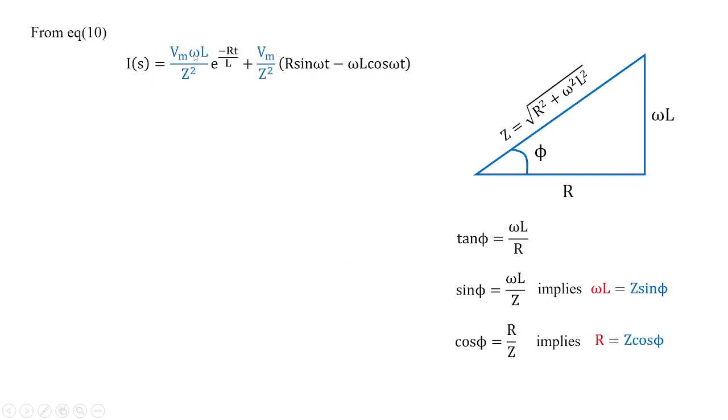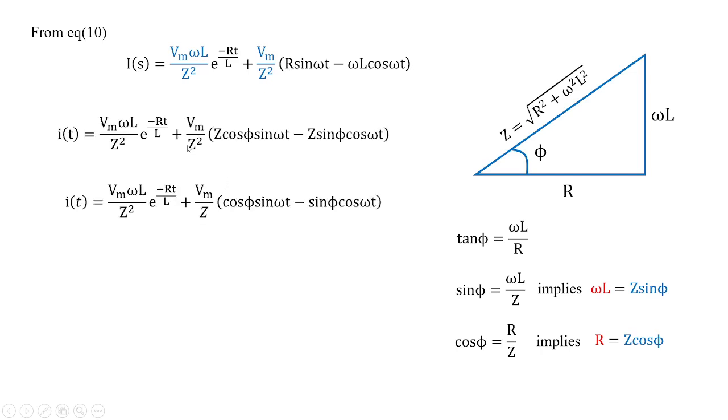Fine. Now I'll take equation 10 again, and wherever I have R and omega L, I'll replace them with the sine and cos terms. You can see R is replaced by z cos phi and omega L is replaced by z sin phi. Again z is taken common, with z in the numerator and z square in the denominator, so one z goes. So this takes this form.